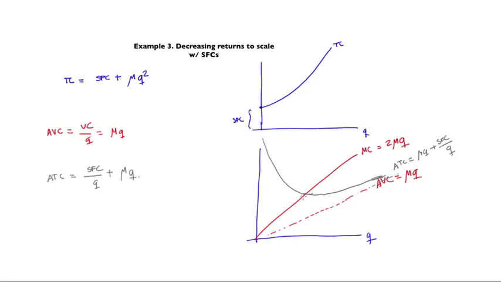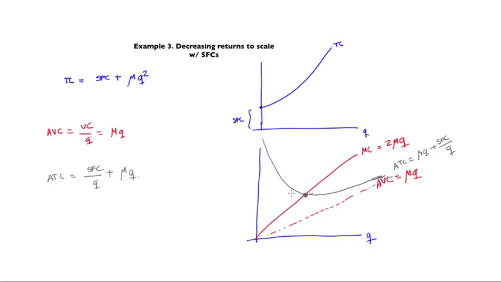Now, you will notice that I have very purposefully shown that the average total cost curve crosses the marginal cost curve at its minimum. Bear with me for a second. I will show you that that's a general property of this curve. For now, just take my word for it.